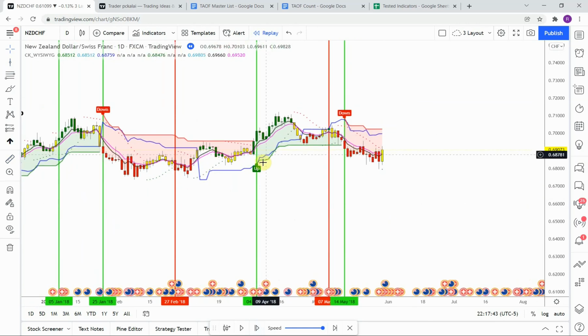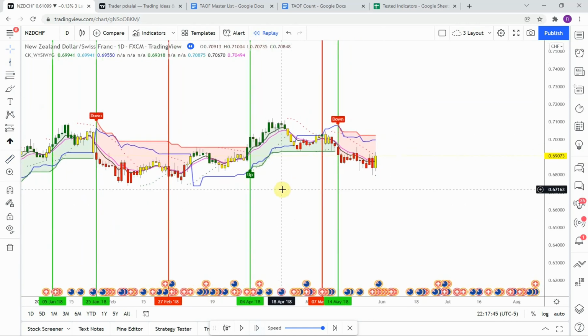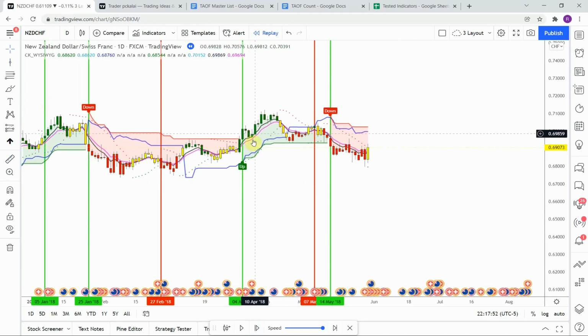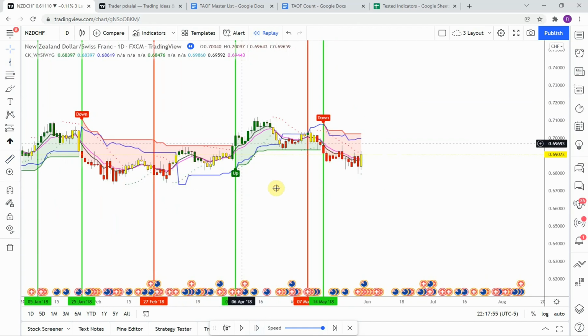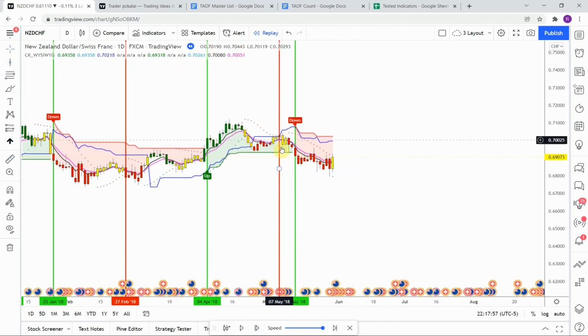All right, so we pick up a long trade here. Similar setup: we get the green signal, the green cloud, and a green bar in coloration. We get a little bit of a pullback and then a push to the upside, which gets us to take profit. We pick up a green bar for just a moment right here.